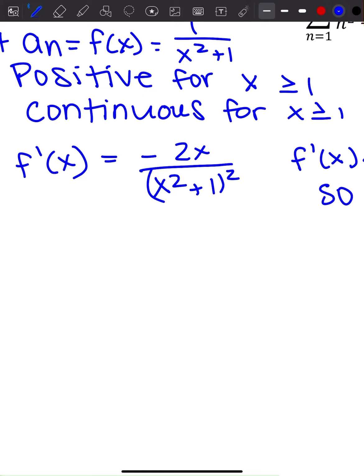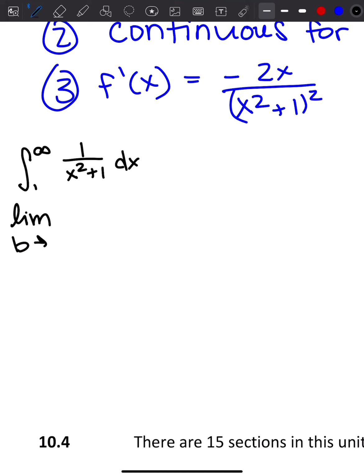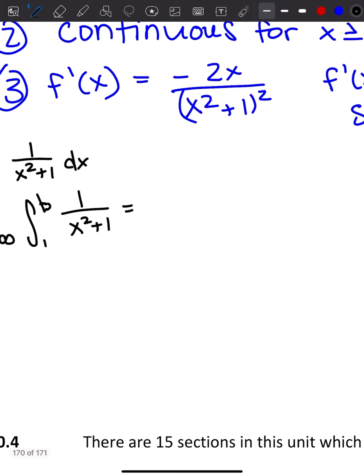Okay, now we can actually do our improper integral. So we have the integral from 1 to infinity of 1 over x squared plus 1. We're going to change it so we have the limit as b approaches infinity of the integral from 1 to b of 1 over x squared plus 1. And now we're going to do all of this fun stuff.